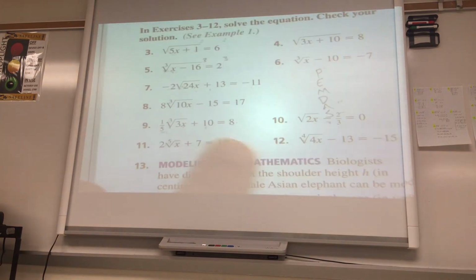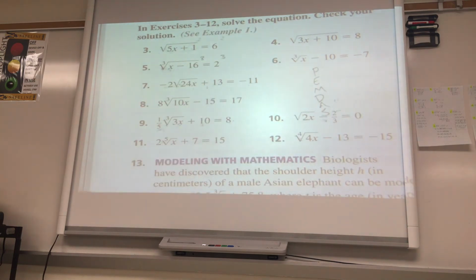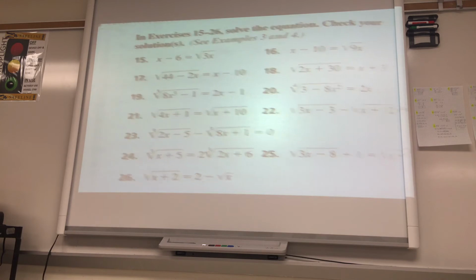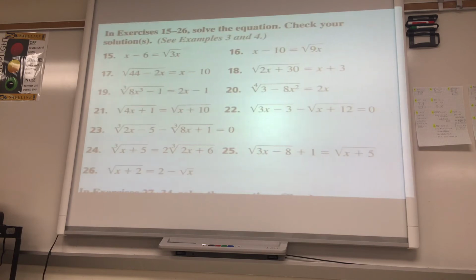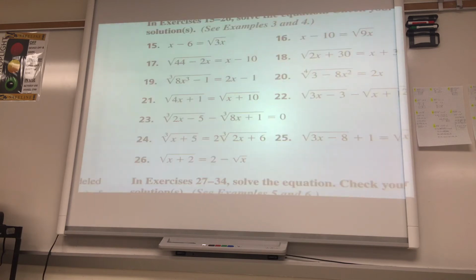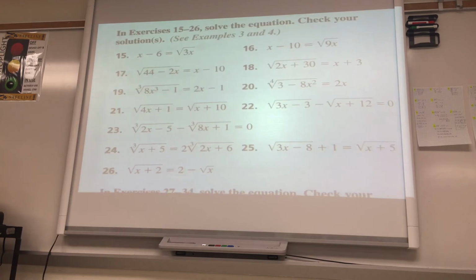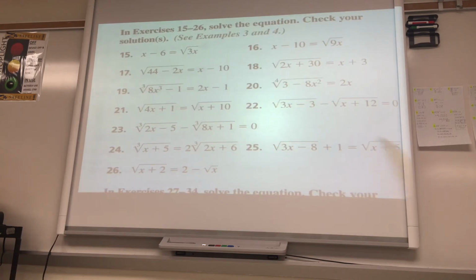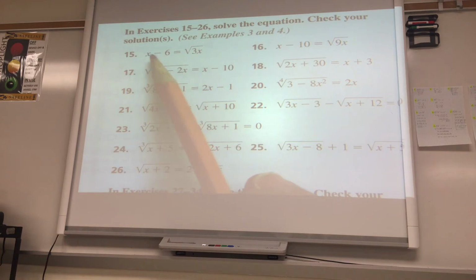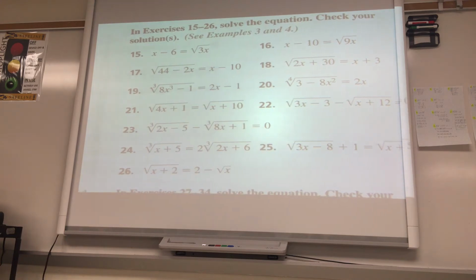So this was all really just about isolating a square root. In this next section, it says to solve the equation and check your solutions. I'm not going to check the solutions. Well, maybe I will, maybe on a few of them, but not all of them. What they mean by check the solutions is when you get a solution, go back, plug it in, and see if it actually works. Okay?